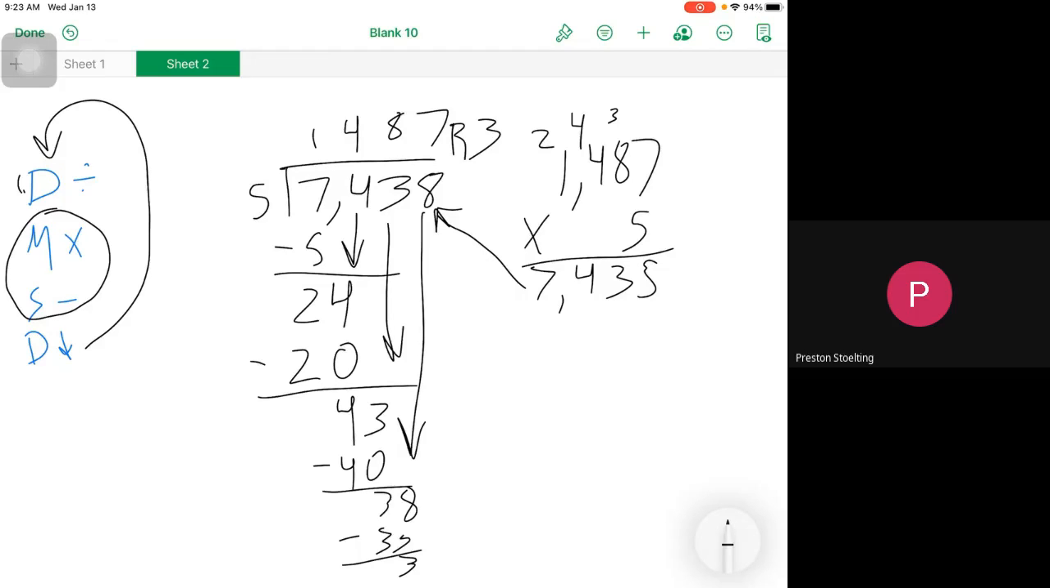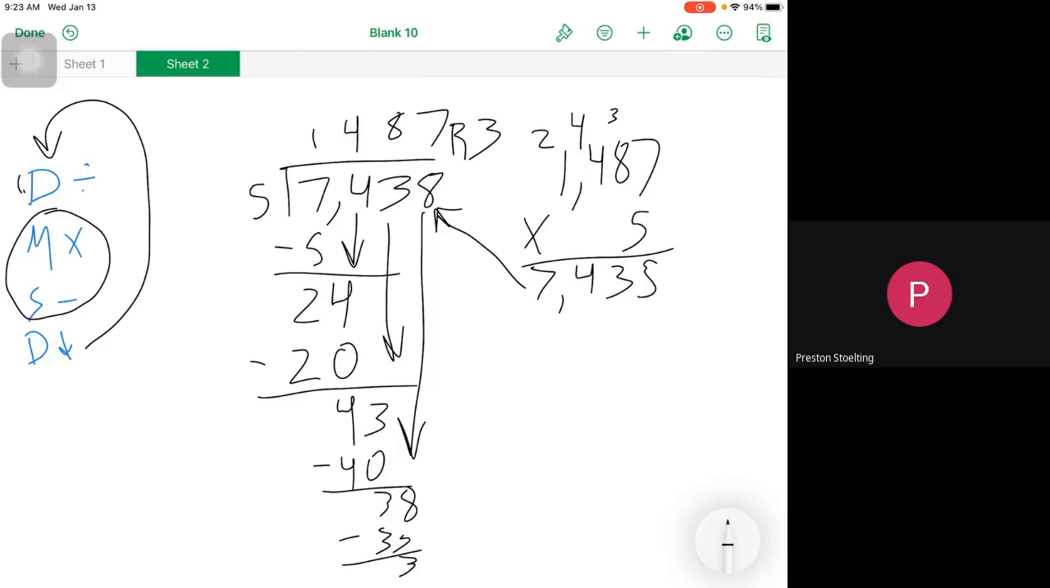Let's see. 5 times 1 is 5. Got that correct. 7 minus 5 is 2. Drop the 4. 5 goes in 24 times: 5 times 4 is 20. 24 minus 20 would equal 4. Drop the 3, 43.